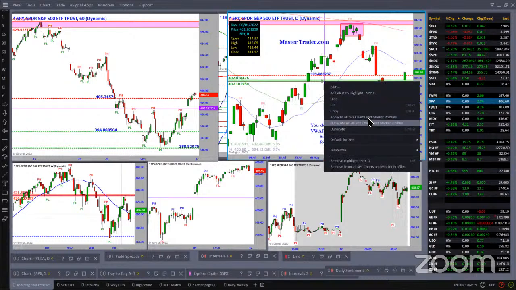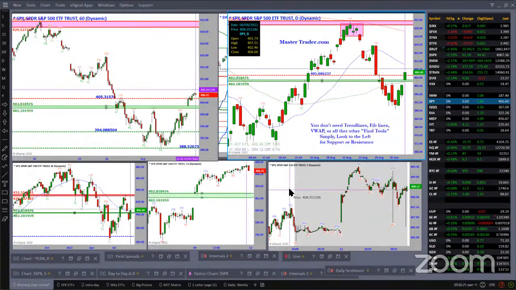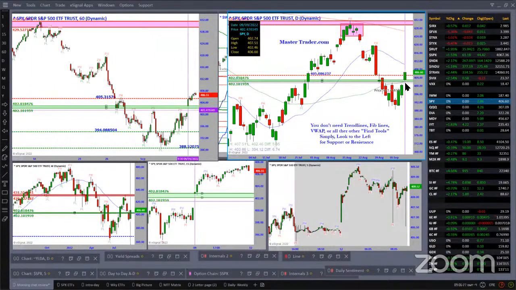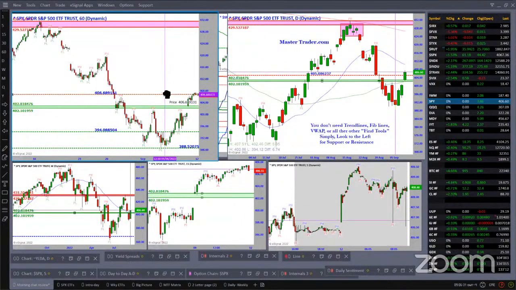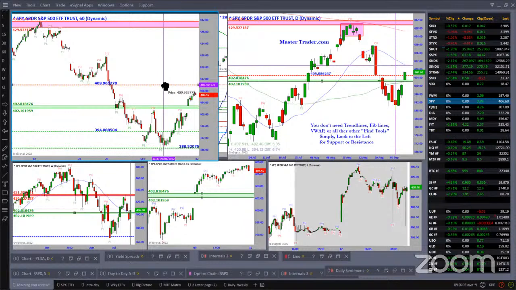And we can just throw that on here. And there's an unfilled gap below that. And resistance, we'll just have to say it's right there at 409. Let's call it 410 as a whole number.